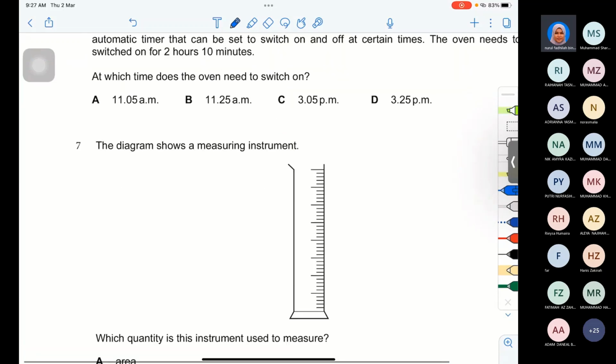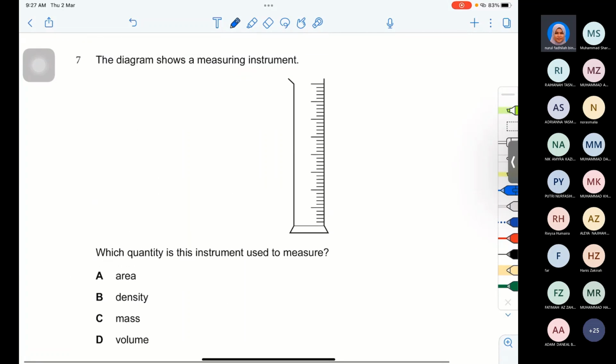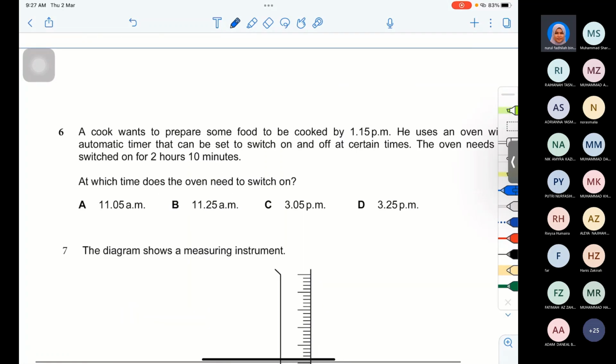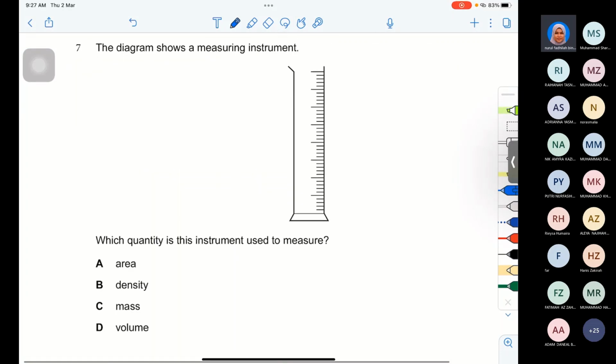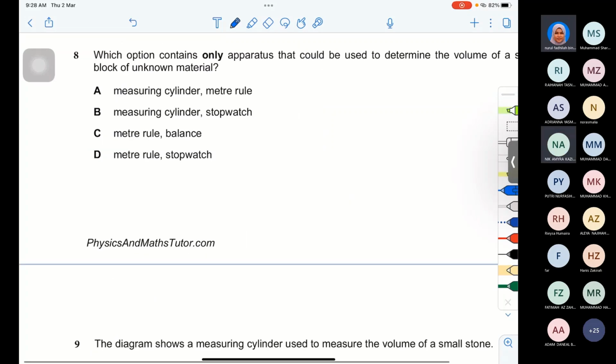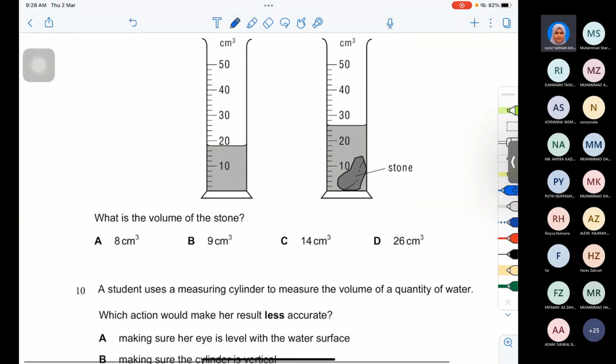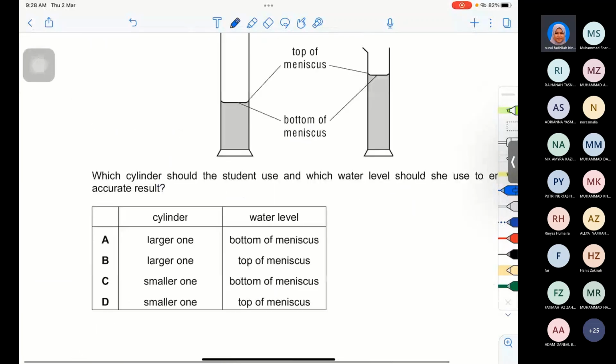Okay, so I'm just showing you a few examples. That's how the questions will be asked, and this is in MCQ, multiple choice questions. In Paper 4 it can also be asked. The diagram shows a measuring instrument. Which quantity is this instrument used to measure? That's B, the volume. Very easy. This is for calculating, this is the water displacement method. Alright, I think that's it.